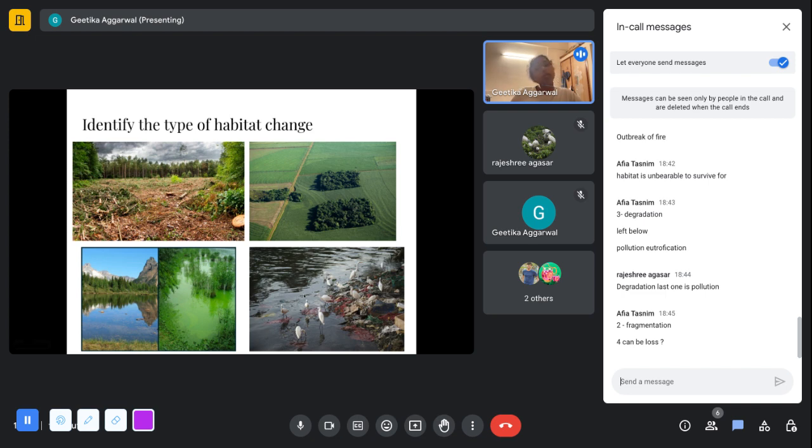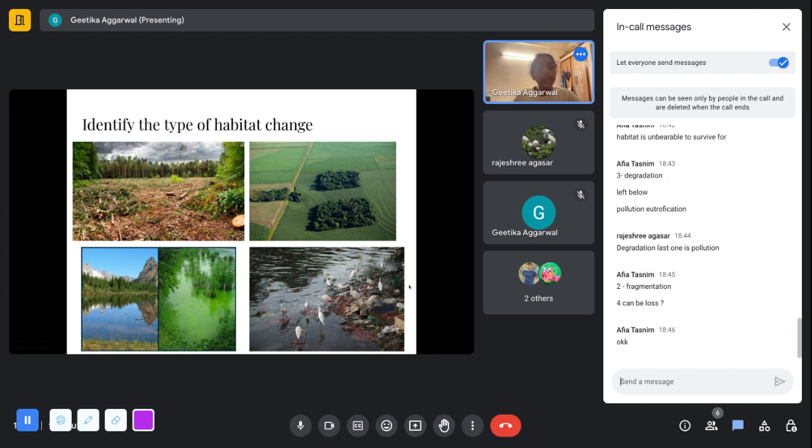Four can be called a loss if there were no species. So I would have called it a loss if there were no egrets. Since this image very clearly has these birds, these egrets, that is why I'm calling it a pollution or a degradation, because they're still here. So it is a loss of quality of the habitat, but it has still not become so inhospitable that they're not living here anymore, right?